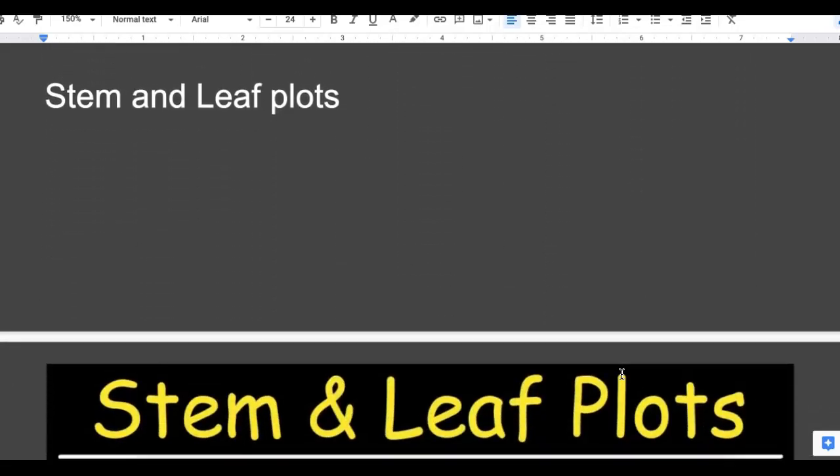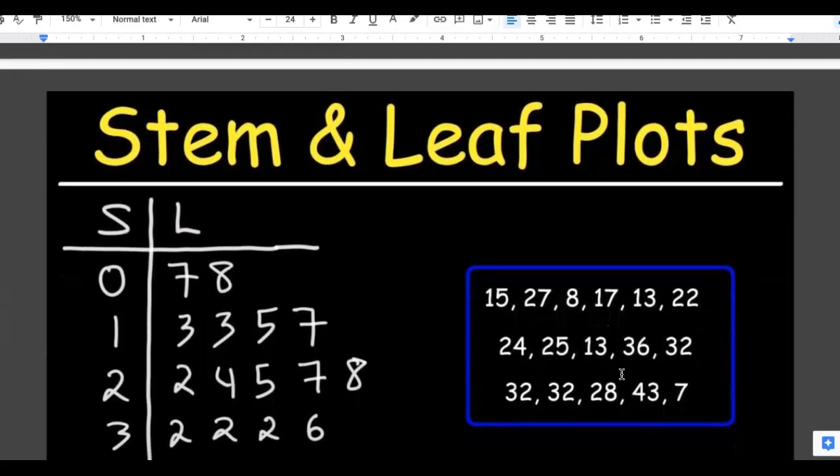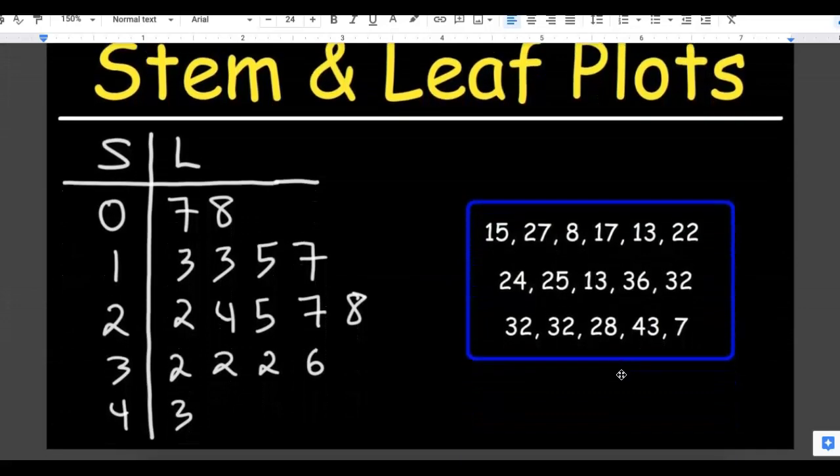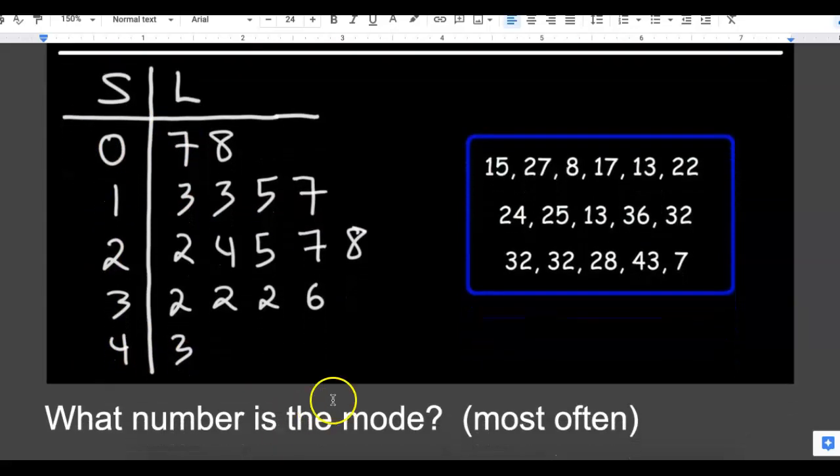All right, stem and leaf plots. Once again, it's been a long time since we've done these. And so remember, this is the tens place, and this is the ones place on most of the examples. So this is the number 13. This is the number 7. This is the number 43. So on this stem and leaf plot, what number is the mode, or occurs most often, in the stem and leaf?